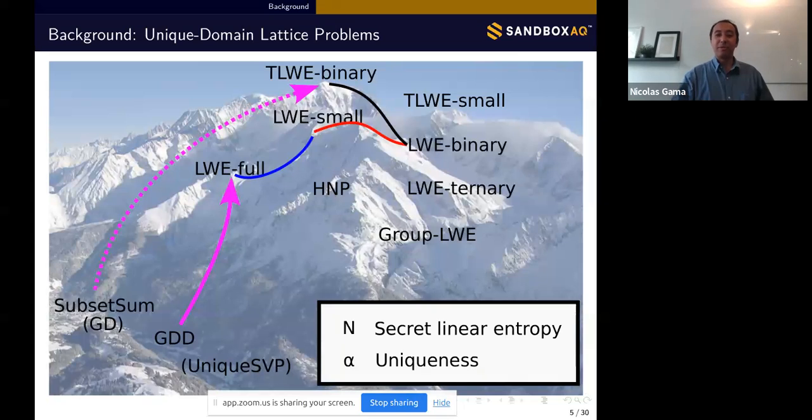Something I also like about all these problems is studying them from a geometric perspective. There are lots of lattice-based problems that are in the unique domain problem. So all of these problems, LWE, LWE with small key, the hidden number problem, the group LWE, TLWE, the subset sums, guaranteed distance decoding, etc., are all part of the same family of lattice reduction problems, and essentially, from an asymptotic polynomial point of view, their security is all equivalent.